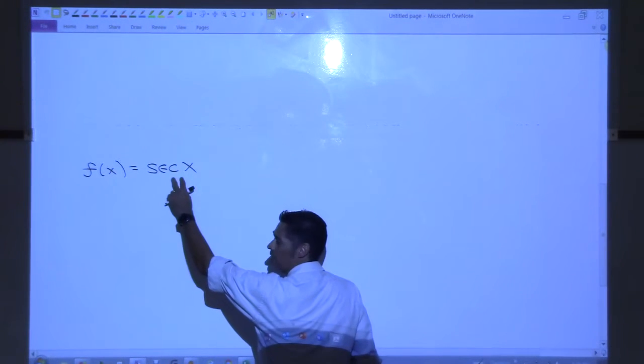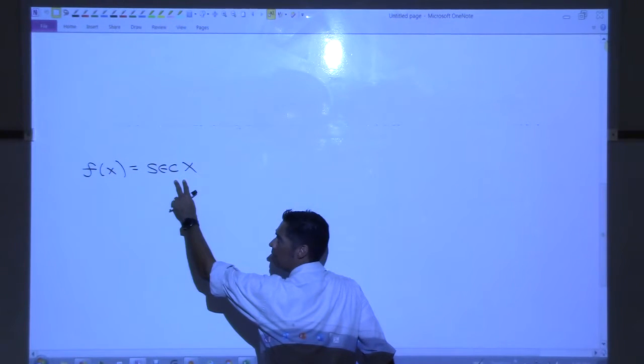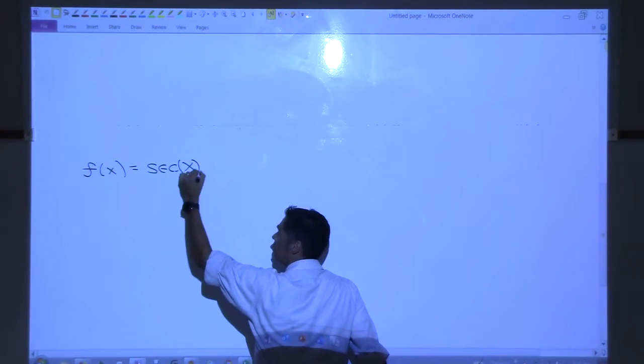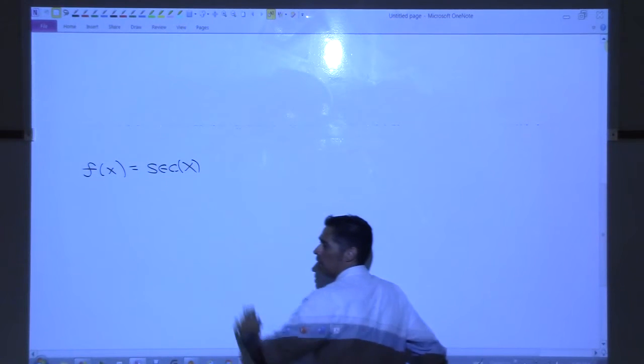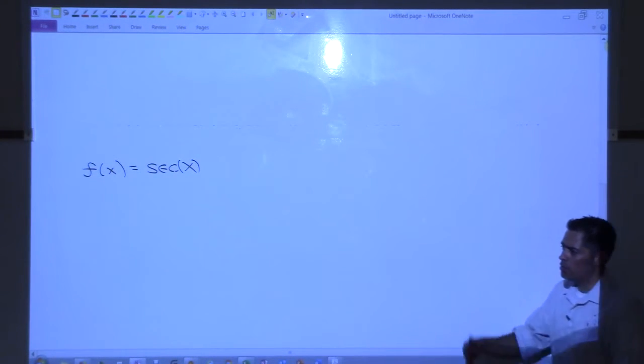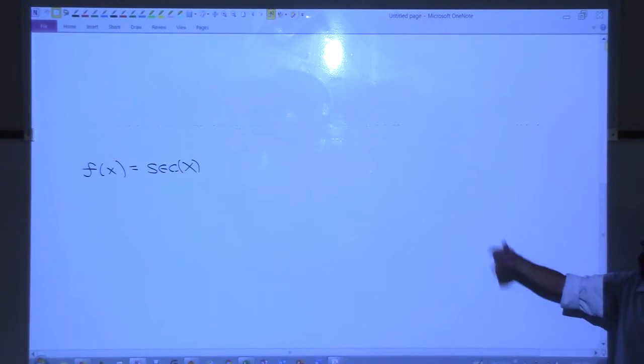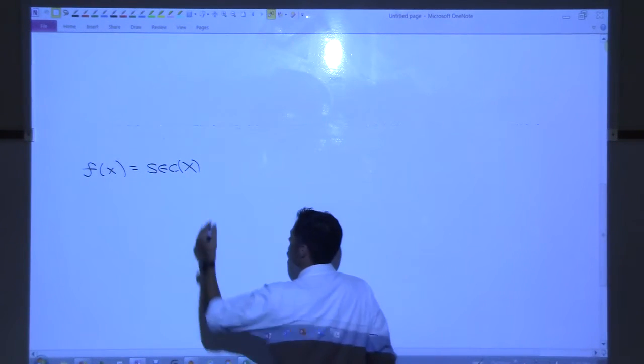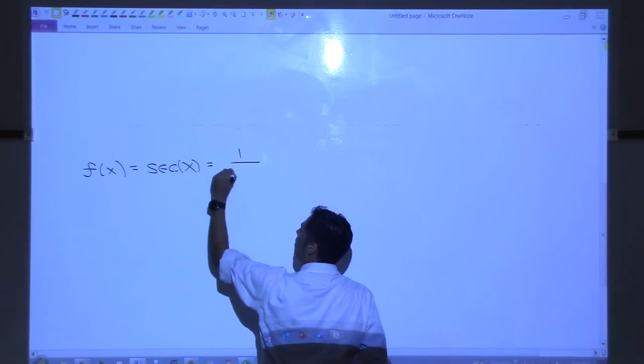What is the definition of secant? Start out with that. So I'm just using f times g? No, because this is not f times g. This is secant of x, so there's no multiplication here. So what did we do with tangent? We rewrote tangent as sine over cosine. Can you rewrite secant? Yes, you can rewrite it as 1 over cosine x. Sorry.